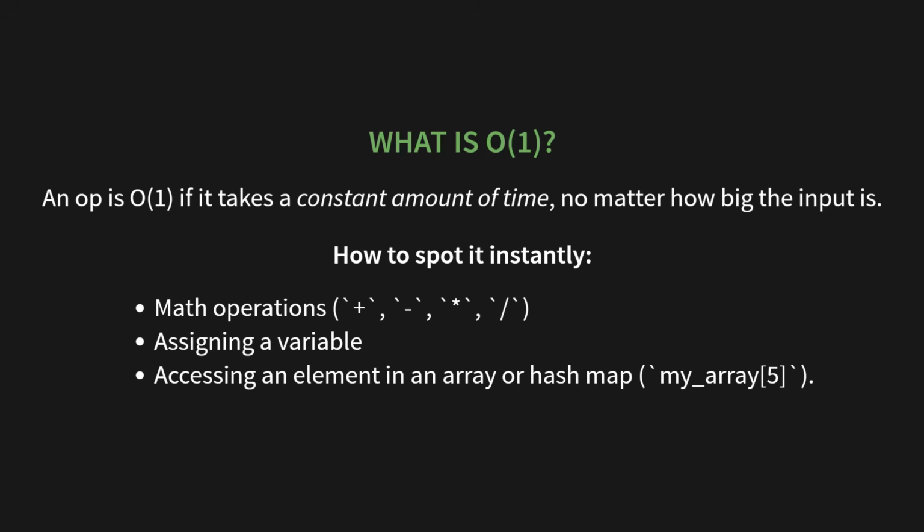How do you spot it instantly? Look for these things. Basic math operations like plus, minus, multiply, or divide. Assigning a variable. And this is a big one: accessing an element in an array or a hash map, like with my_array[5].